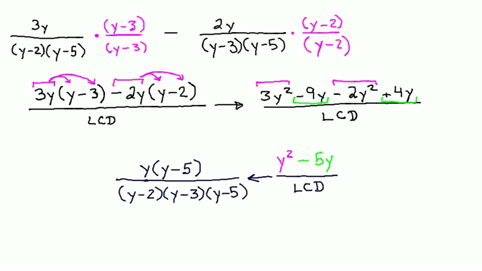The point of factoring the numerator is just to check and see if there are any common factors that we can take out at the very end, and it turns out that yes, there are. We do have a common factor of y minus 5, and this leaves us just y in the numerator and y minus 2 times y minus 3 in the denominator.